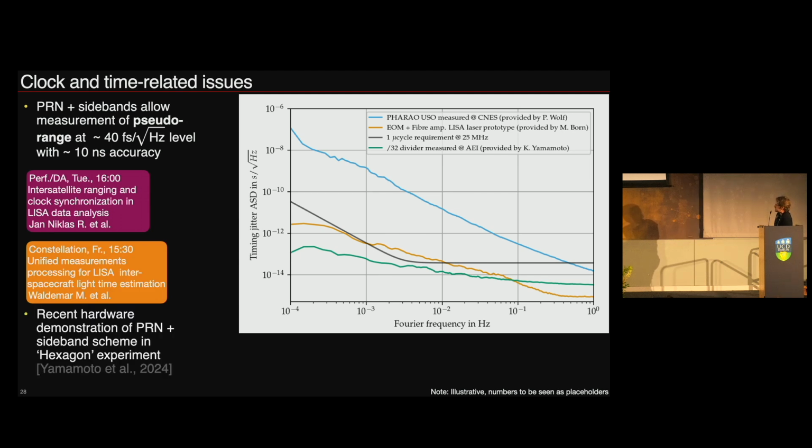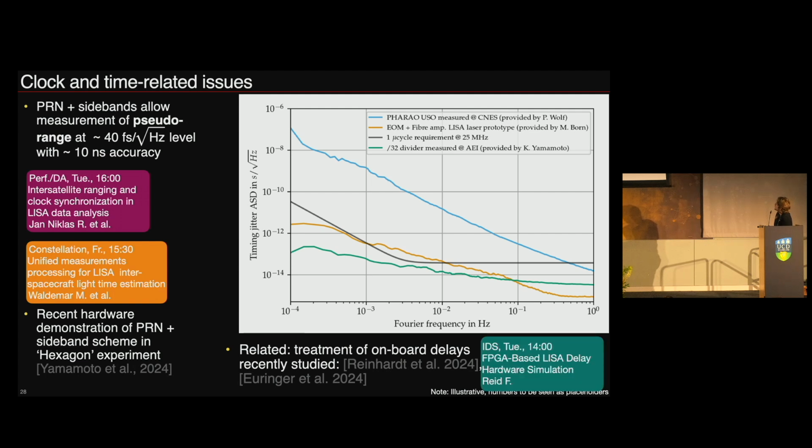And there's also been a number of demonstrations of this procedure. In particular, I want to highlight the hexagon experiment, where there was just another paper published. It is unfortunately not being presented here, as far as I know, showing the PRN and the sideband scheme in a hardware demonstrator. There have also been some related studies of treatment of onboard delays, which can cause a bias that is above these 10 nanoseconds. And there's also a talk, also in this session this afternoon, of another hardware simulator that will at some point include these effects as well.